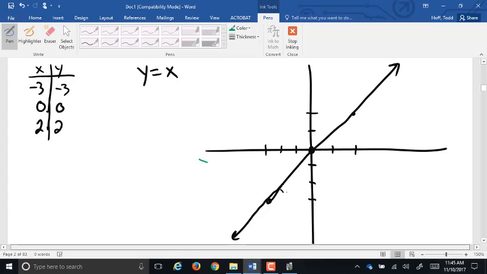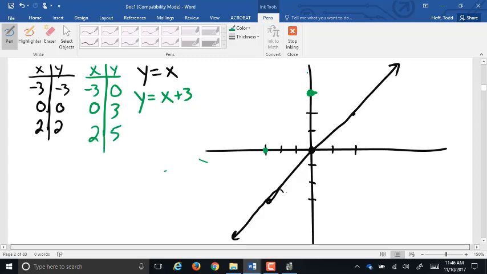Let's do something like y equals x plus 3. So now, if x is -3, what's y? What's -3 plus 3? 0. So -3, 0 is right there. If x is 0, what's y? +3. So 0, +3 is going to be up here. If x is 2, what's y? 5. So +5 is going to be way up here somewhere. So you can see we get that same line.